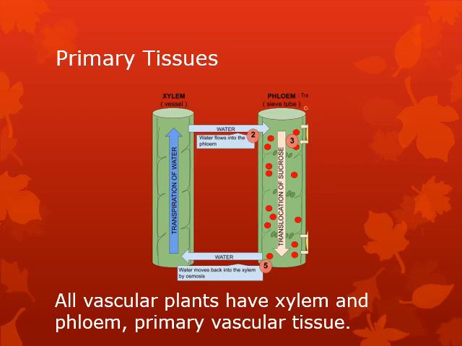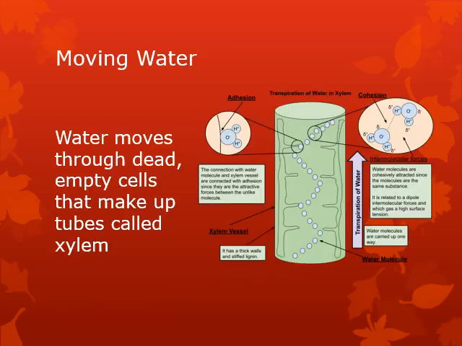Every vascular plant out there has two types of tissues. They're called tracheid tissues, the xylem and the phloem. This is what's known as your primary vascular tissue. We're going to move water through xylem. These are like empty tubes. They're dead cells. You build xylem specifically to build straws. Now, xylem are called tracheids. They are going to have lots and lots of holes scattered through them.